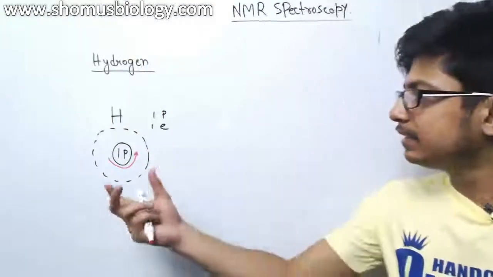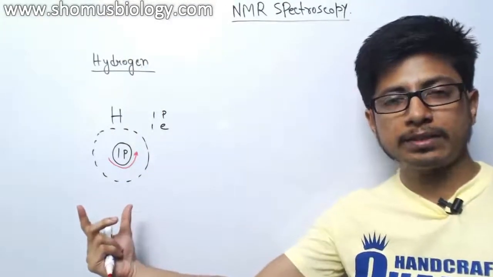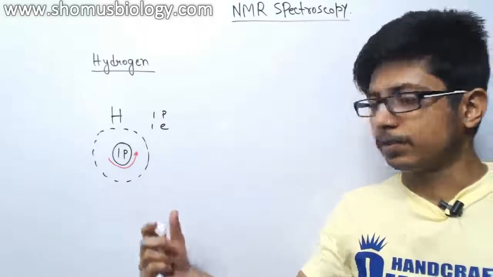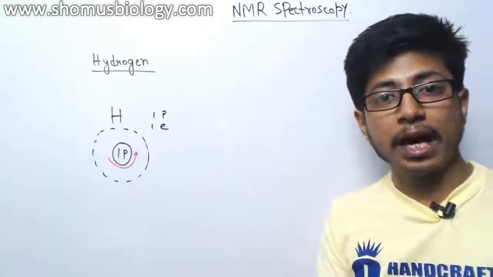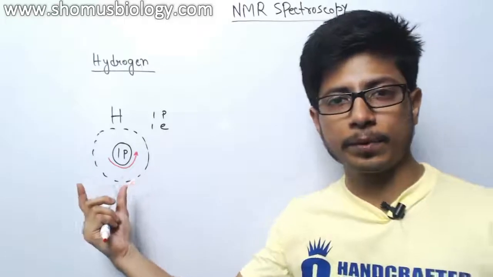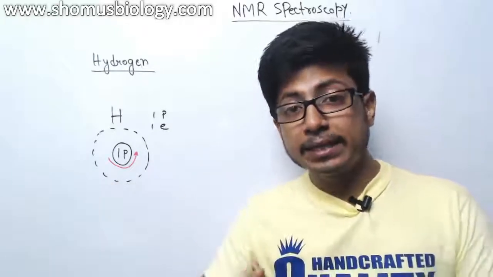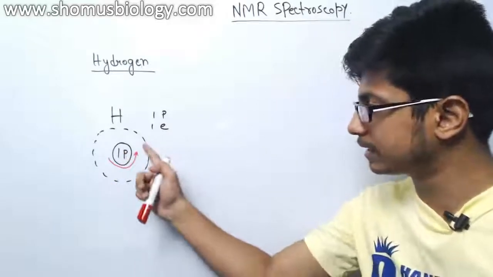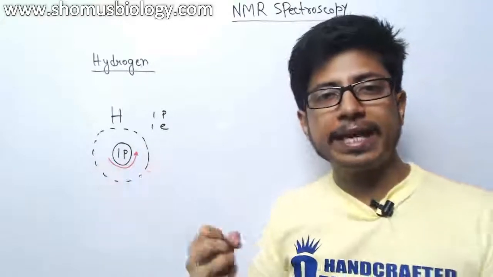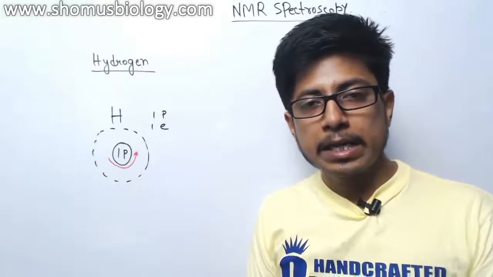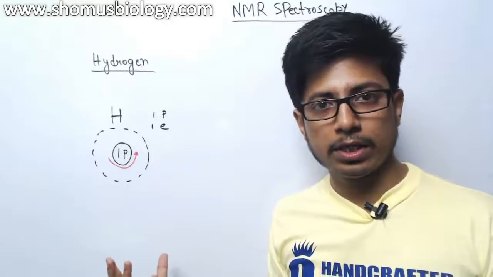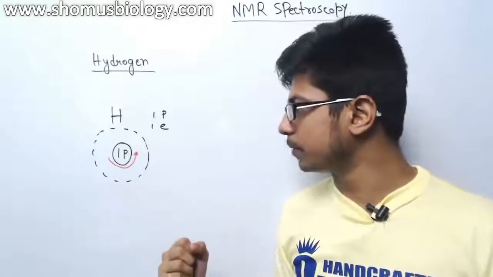And this is not only true for hydrogen. This is also true for many other types of atoms, for example nitrogen, carbon, chlorine. They have the same property. They have the proton, and that can spin. Due to the spin, they get the magnetic property. For simplicity's sake, we only take hydrogen and explain hydrogen in the process of NMR spectroscopy.